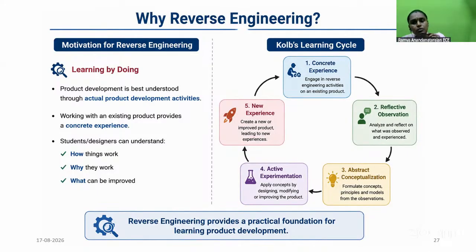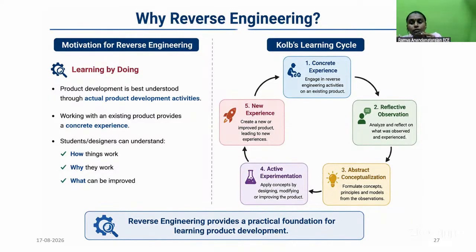So first, let us see what is called the learning cycle. With that, we will understand how reverse engineering is done. The first thing, you need to get a concrete experience, engage in reverse engineering activities on an existing product. You would have seen 3 lab exercises by now, I think. I think you would have seen an example with a printer or mixie, I suppose. So with these examples, you gain an experience.